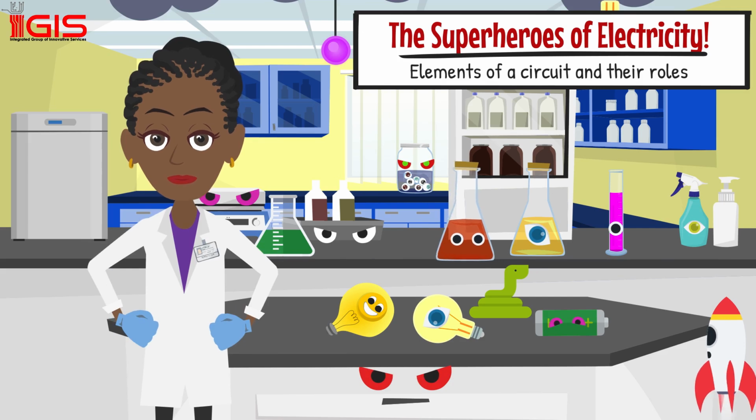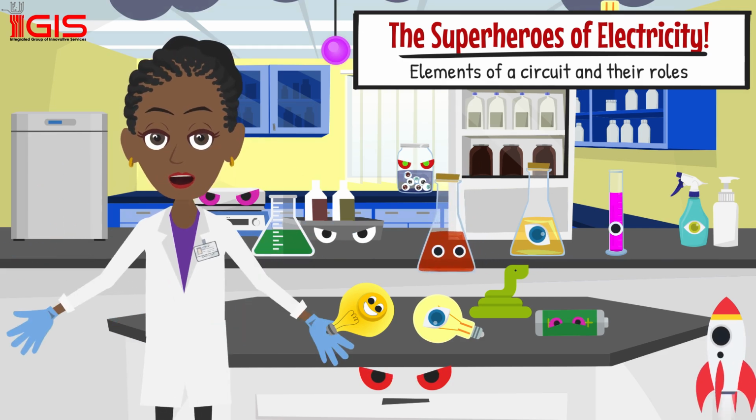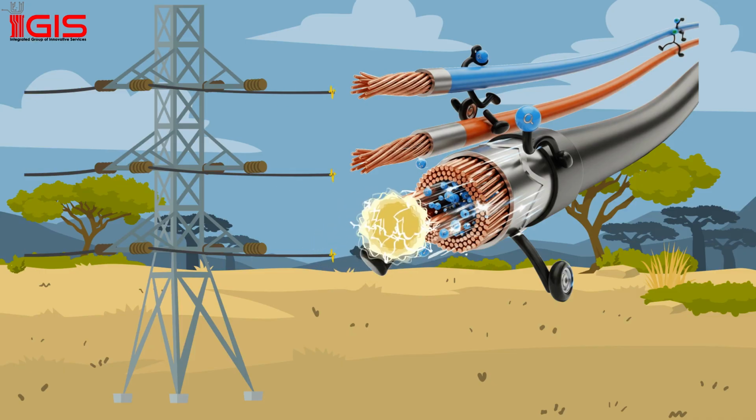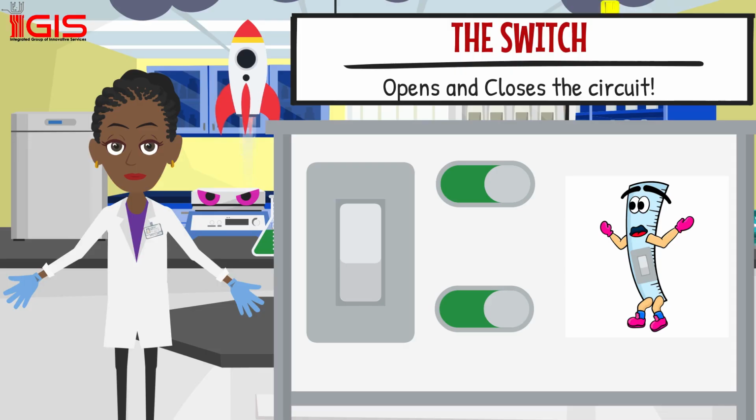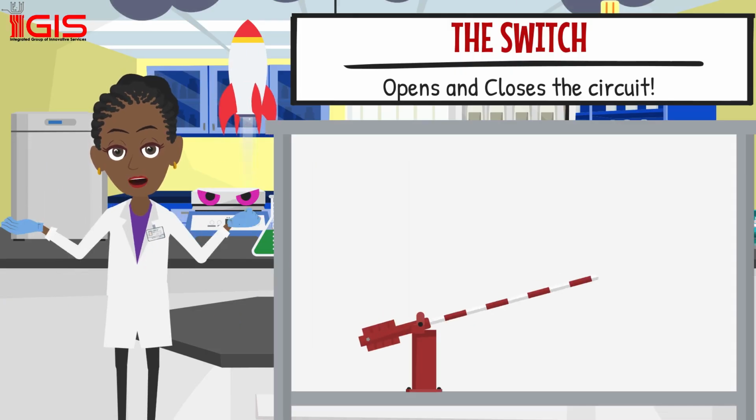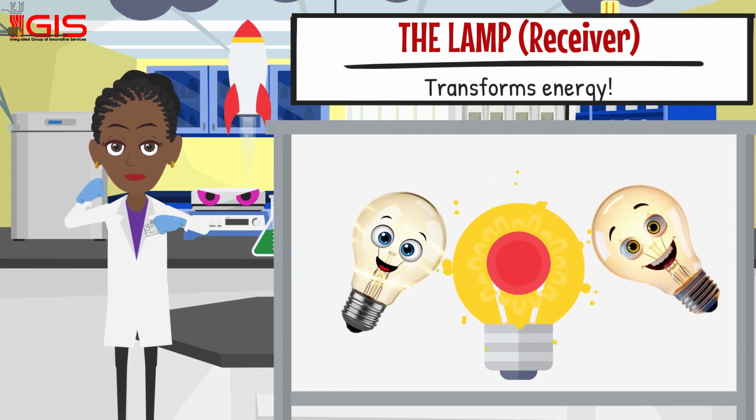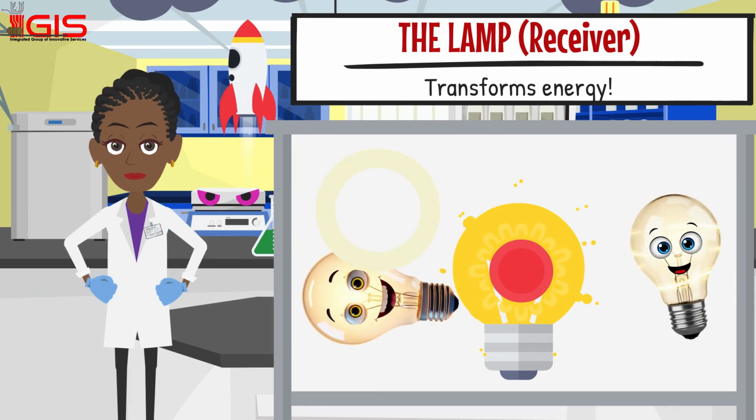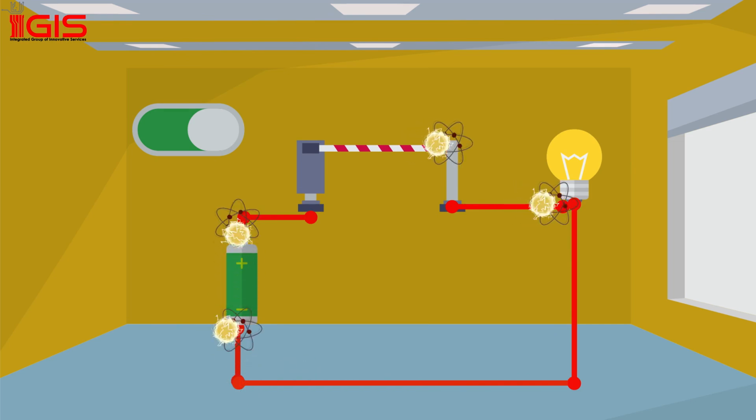And that's it. Now you know the main elements of an electrical circuit and their super important roles. The battery, generator, provides energy. Conductive wires transport energy. Insulators protect and prevent energy leaks. The switch controls the flow of energy, opens or closes the circuit. The lamp, receiver, uses energy to produce light. And finally, remember, for it to work, the circuit must be closed.